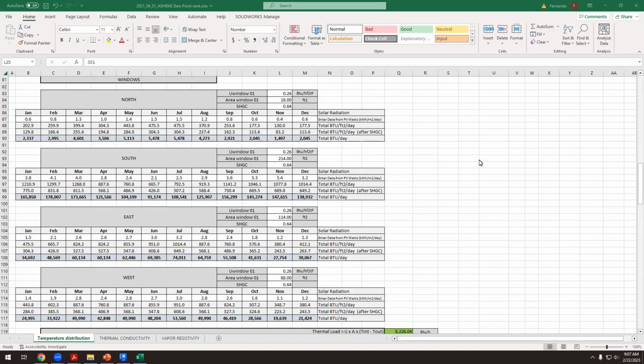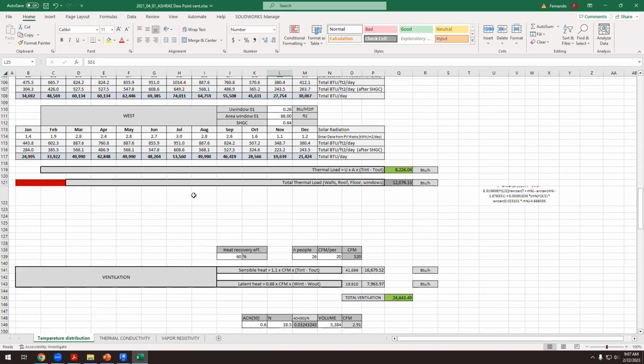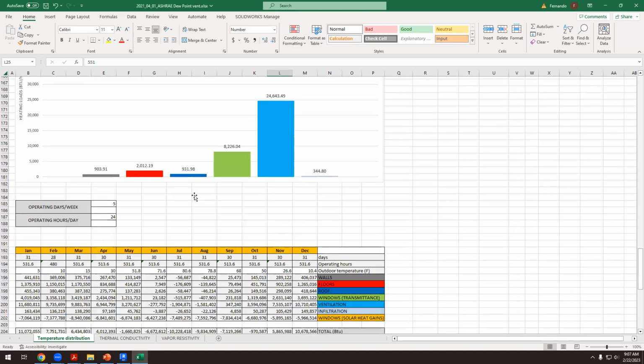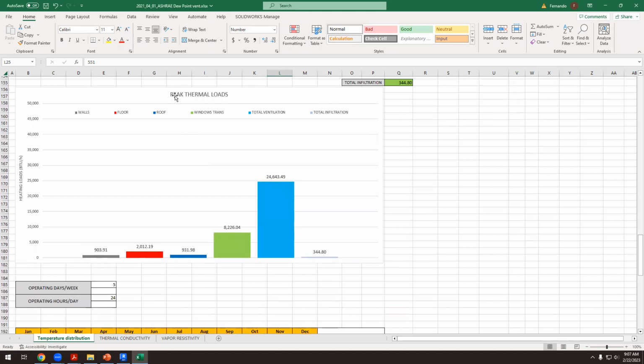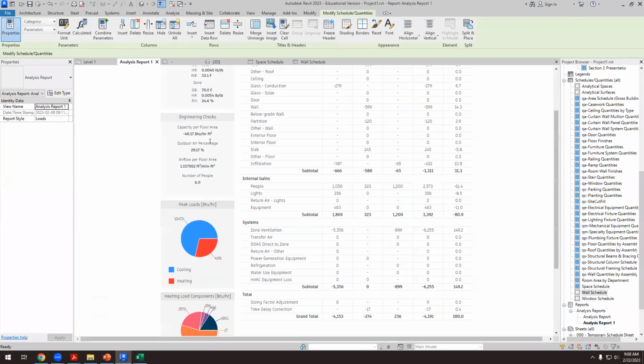What can we do for the windows? Here, because we are aiming at this, the goal of this Excel file is, well, that's useful because these are the peak thermal loads. And here we have walls, floor, roof, windows, transmittance, and then we have total ventilation and total infiltration. So that's the same thing we have on this Revit report.